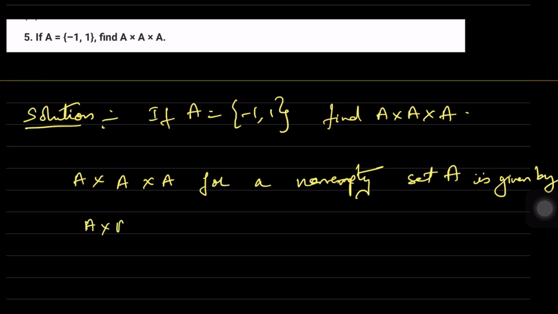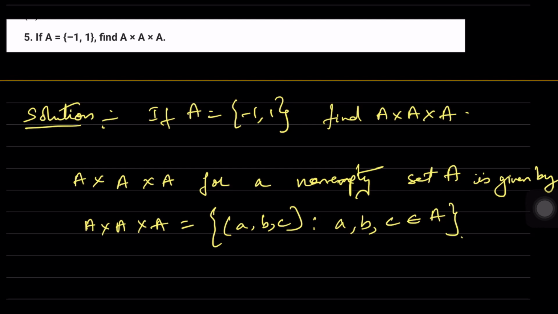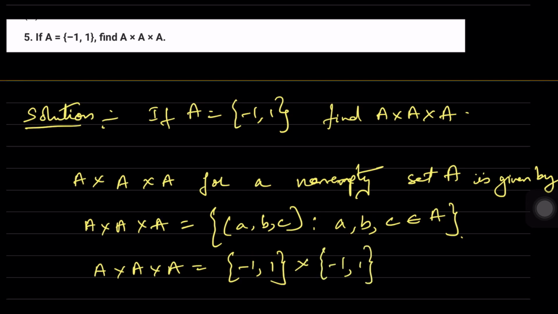A cross A cross A is equal to the set of all (a, b, c) such that a, b, c belongs to the set A itself. So now we'll see what this is. A cross A cross A is equal to {-1, 1} cross {-1, 1} cross {-1, 1}. This is given to us.